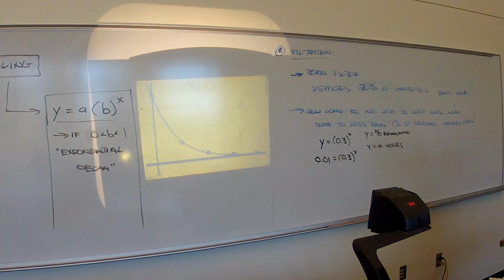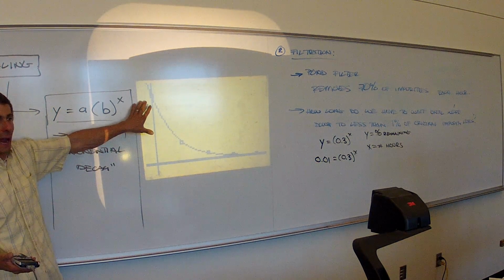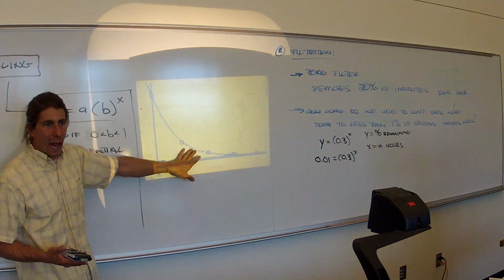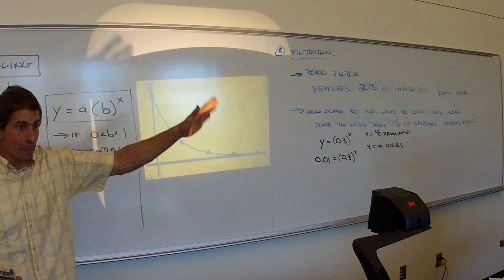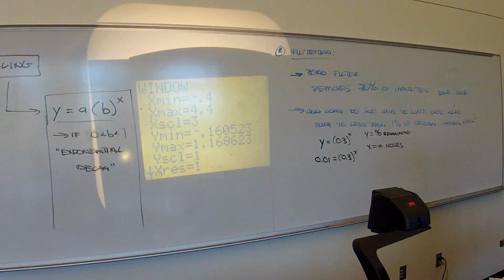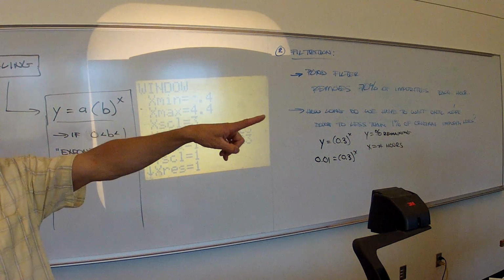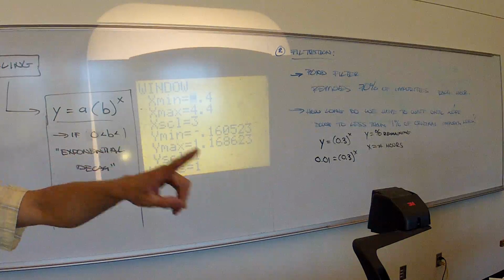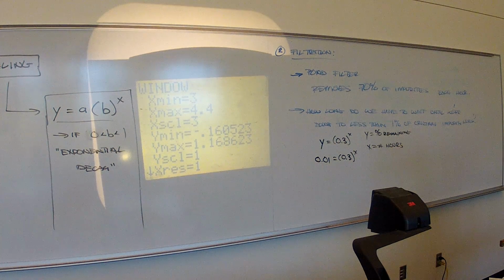I propose we play with our window a little bit. Do we need to be looking back here at 0 hours and 1 hour and 2? No, it's happening obviously past that, right? So I propose we go to our window screen, and we start the x-min. We know it's past 3 hours, right? Why don't we start our x-min at 3 hours and go out to something like 10 hours? Let's see if it happens somewhere between 3 and 10 hours. Is that fair? So that's the time.